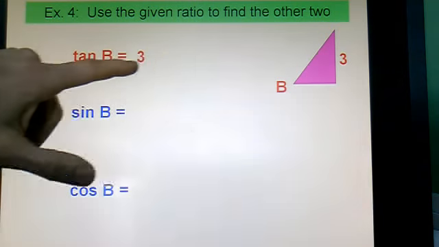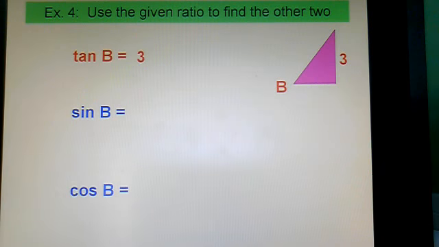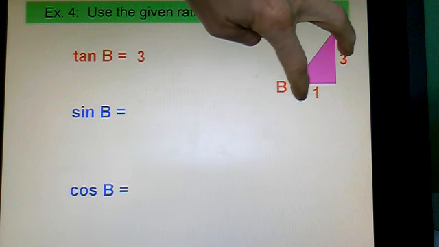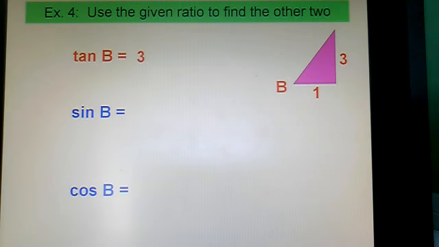Think about 3 is over what number below this? Well, you know it's 3 over 1, because any number can be made into a fraction. So even though that's an integer, technically it's 3 over 1. So there's your 2 legs. You can quickly find your hypotenuse. 1 squared plus 3 squared gives you 10, which means that hypotenuse is rad 10.